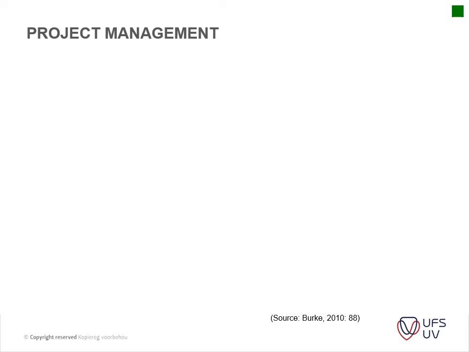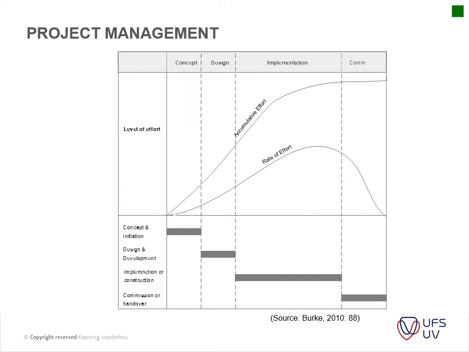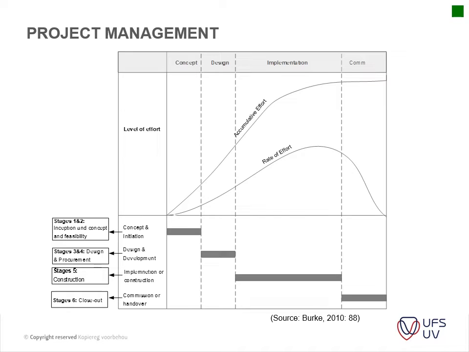Then we look at project management. Okay, so I've added those six stages here for you again. So this is just a slide that you've seen already. So we've got our inception and concept and feasibility. We've got our design and procurement stages following that. And then we've got our construction stage and then we've got our closeout stage.